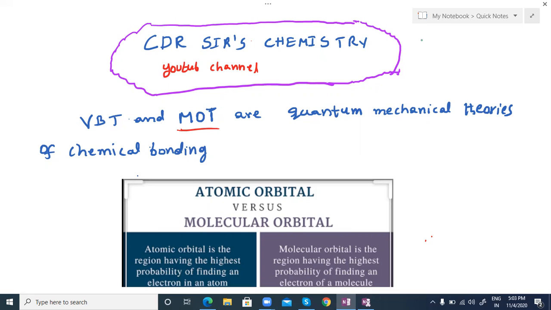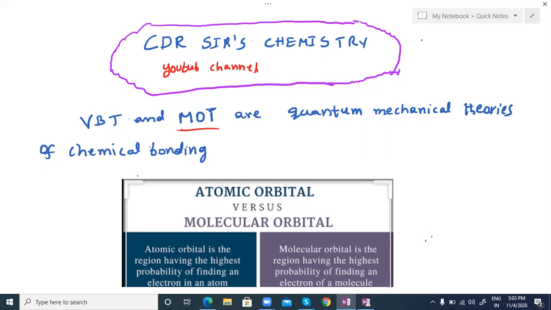Whenever bond formation occurs, compared to atoms, molecules are more stable because they have less energy. Less energy means more stable. Energy is inversely proportional to the stability of the molecule. We'll discuss why it is like that also. We can discuss it with respect to thermodynamics, but not now here. We'll discuss it later.